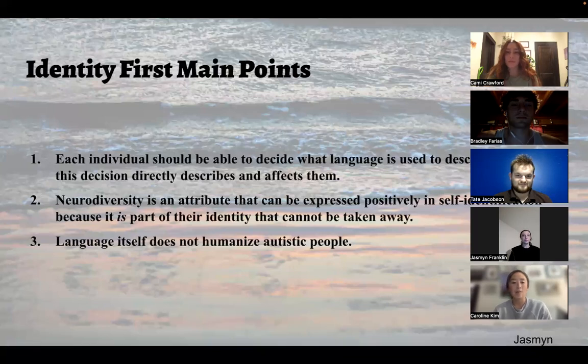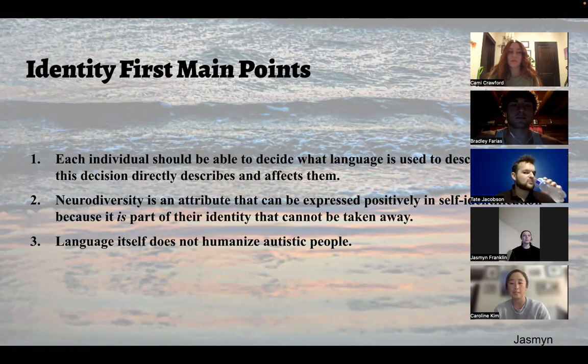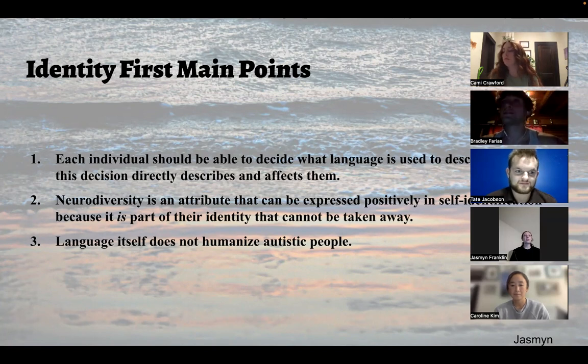So first we have Jasmine, who's going to present the identity first main points. We have 3 main points we would like to make for identity first language. First, each individual should have the ability to decide what language is used to describe them. This decision directly affects them and describes them, so it should be their choice.